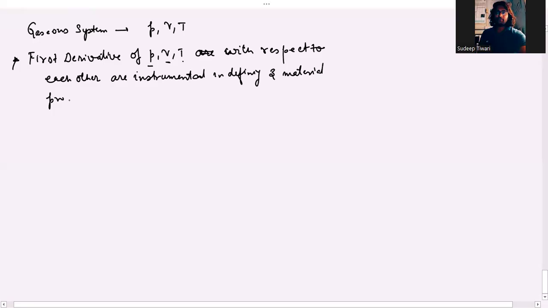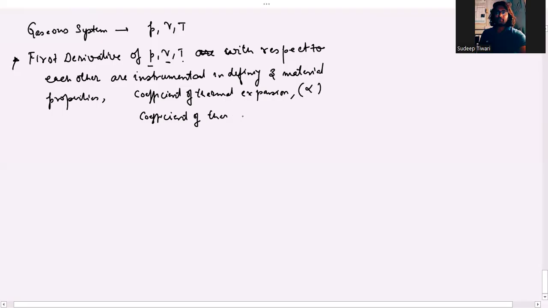And these are the coefficient of thermal expansion, denoted by alpha; the coefficient of thermal tension, denoted by beta; and the coefficient of isothermal compressibility, denoted by kappa.